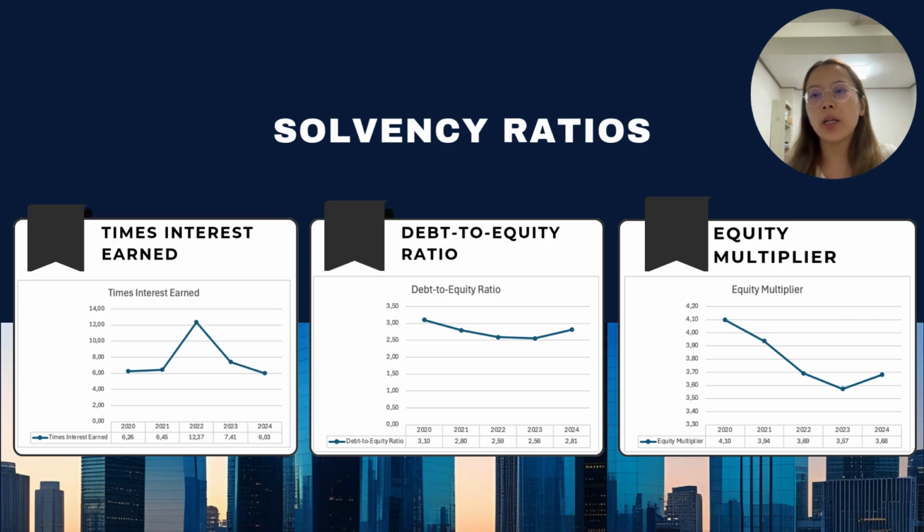Last, equity multiplier. It indicates how much of assets are financed by equity versus debt. The equity multiplier declined steadily from 4.10 in 2020 to 3.57 in 2023, indicating a decrease in the company's use of financial leverage and an increase in reliance on equity financing. This downward trend suggests a more conservative financial structure. In 2024, there was a minor rise to 3.68, which may point to a modest increase in leverage or change in asset composition relative to equity.